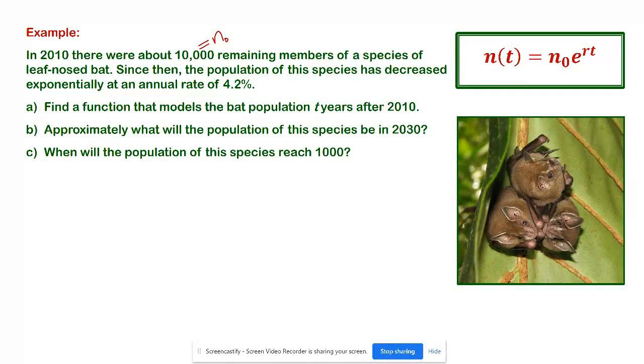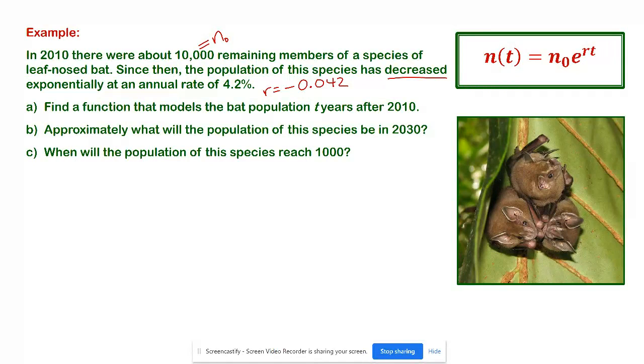And after 2010, the population is decreasing. And that's going to be important. It's decreasing at an annual rate of 4.2%. So R, it's going to be 0.042 because we have to move that decimal twice. So don't forget that 0 after the decimal. But it's also going to be negative because it's decreasing.